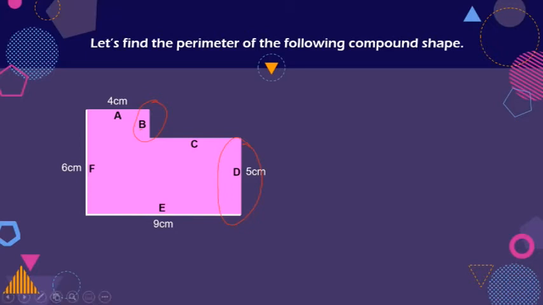So if side F is 6 centimeters and side D is 5 centimeters, we need to find the difference to get side B. 6 minus 5 will be what? 1 centimeter. That's correct. That means that side B is 1 centimeter, because 5 plus 1 is equal to 6.